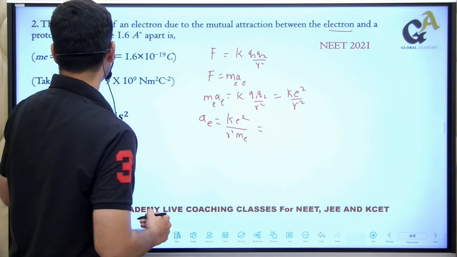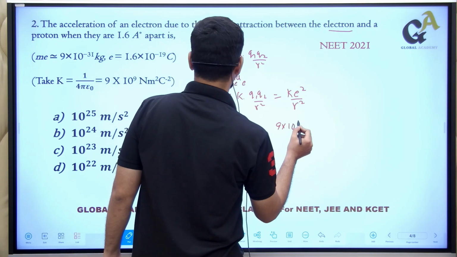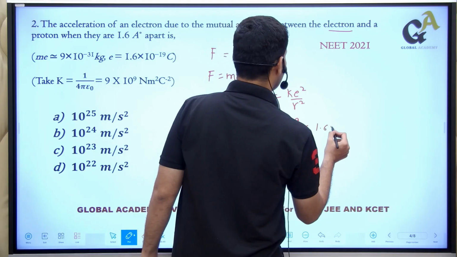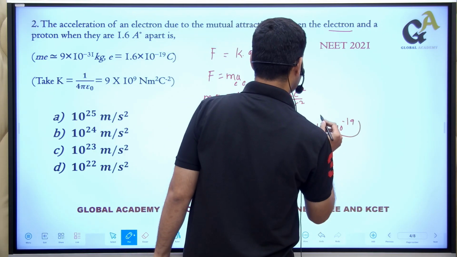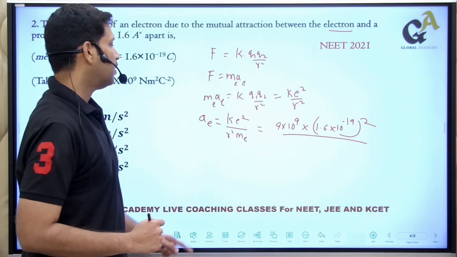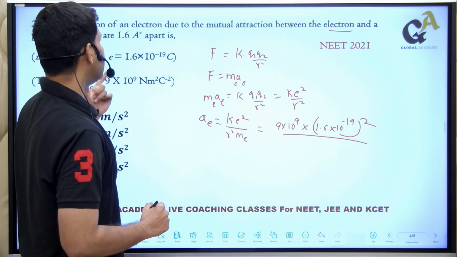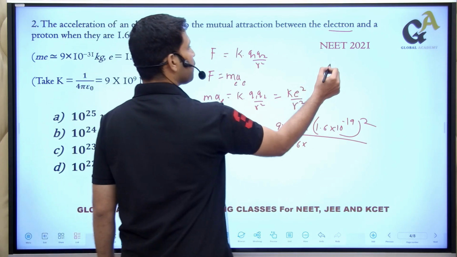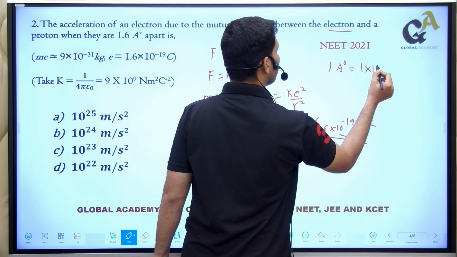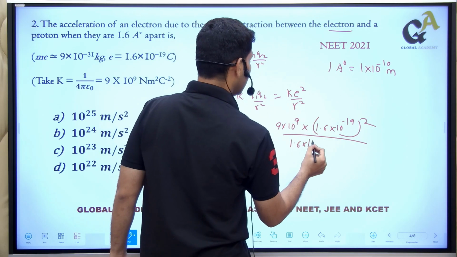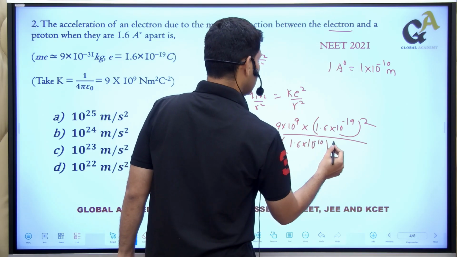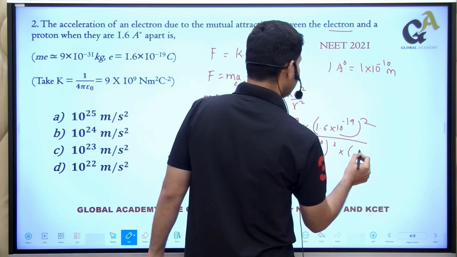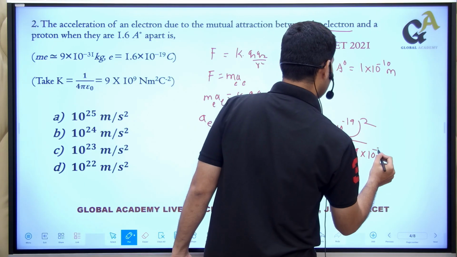So here K value is given as 9 into 10 to the power 9, into the charge of the electron 1.6 into 10 to the power minus 19, the whole square, the whole divided by R. R value is what? The distance of separation is 1.6 angstrom. 1 angstrom is nothing but 1 into 10 to the power minus 10 meters, right? So therefore 10 to the power minus 10 the whole square, into what is the mass of the electron? The mass of the electron is 9 into 10 to the power minus 31 kg.